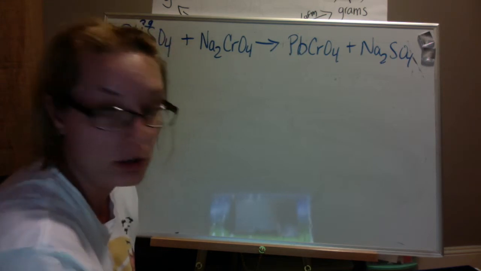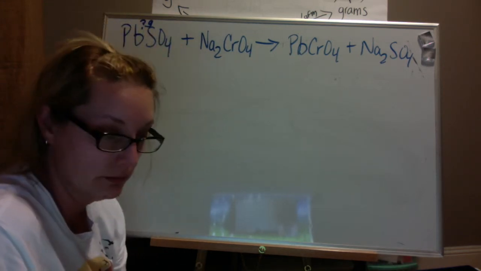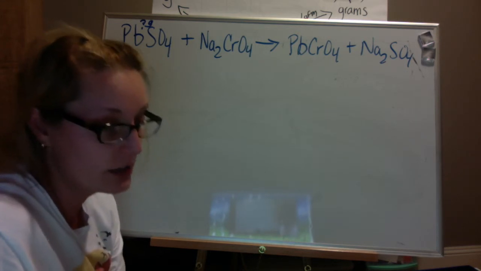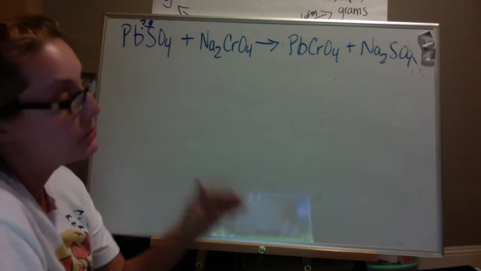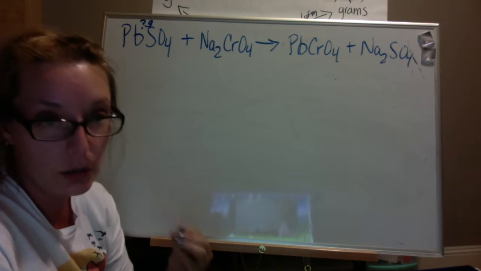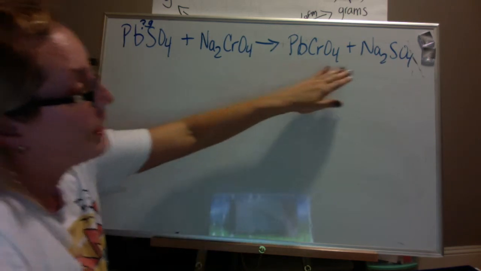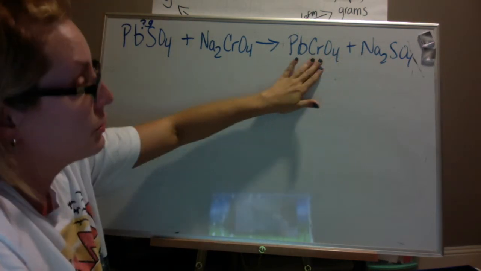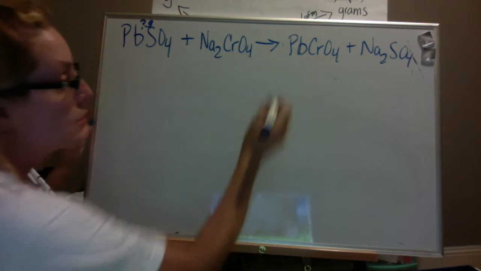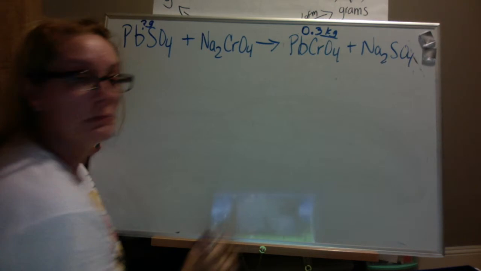And then I'm going to finish reading the problem. It will be needed to react with sodium chromate to produce 0.3 kilograms of lead II chromate. So the given amount here, if I'm just reading through the problem, I'm looking for a number, a unit, and a compound all together. So 0.3 kilograms of lead II chromate. This is lead. This is the polyatomic ion chromate. So it gives me 0.3 kilograms. That's my given amount.